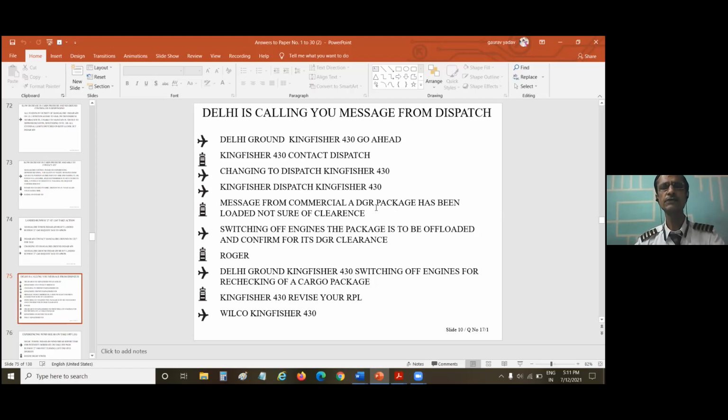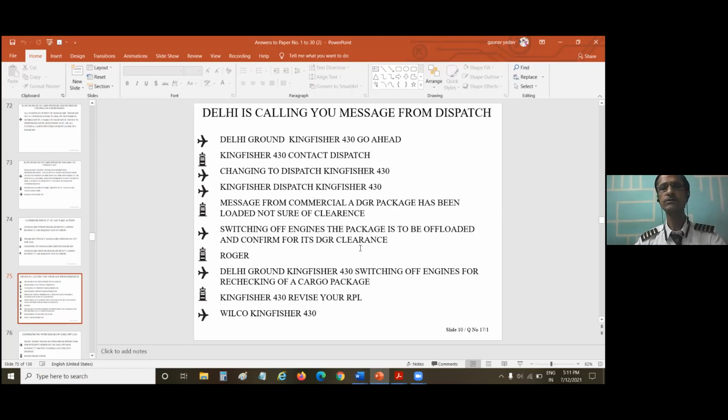Even then, we take no chances. Not a single person should be left without security, and not a single small baggage pack of any type should be boarded on an aircraft without the security check. So here there was some doubt on the part of the commercial department that a package has been loaded in Kingfisher 7880, that is your aircraft, which has not really gone through the security check. So the pilot in command should not take the risk of taking off with an aircraft loaded with not security cleared baggage.